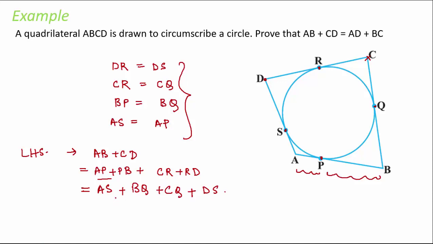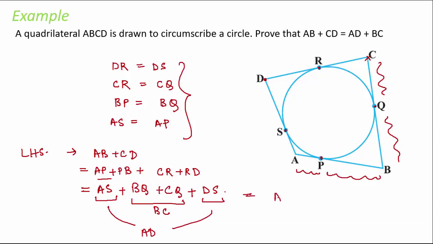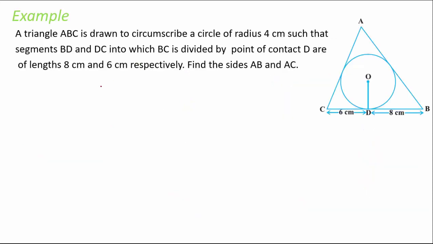Right? So now we see that BQ plus CQ is equal to BC. And AS plus DS, these two together, is equal to AD. So that means this is equal to AD plus BC, which is equal to the right hand side, and we have successfully proved it. Let's now look at the third question.